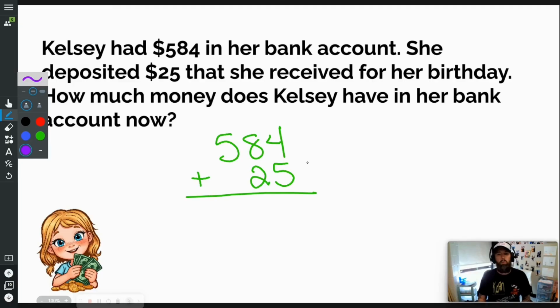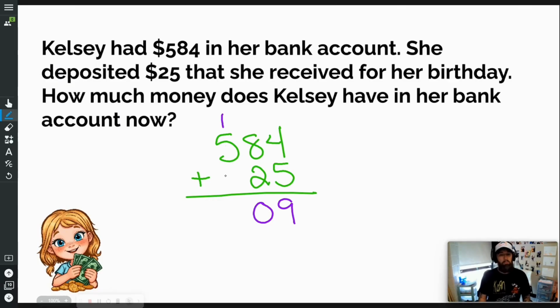Go all the way to the right and start adding those numbers. 4 plus 5 is 9. 8 plus 2 is 10. So write out your 0, carry the 1. 1 plus 5 is 6. 6 plus nothing is still 6. So we have 609 as the number answer. But this is a word problem, and we want to know how much money does Kelsey have in her bank account now. So 609 means $609.